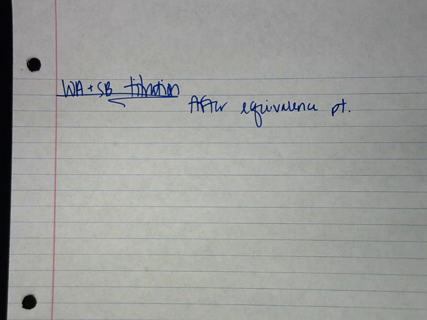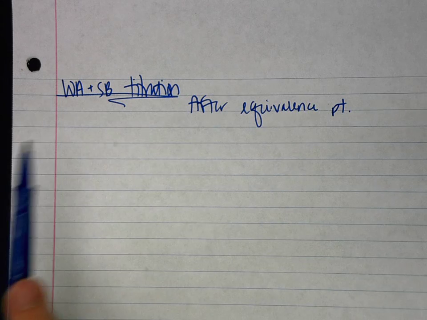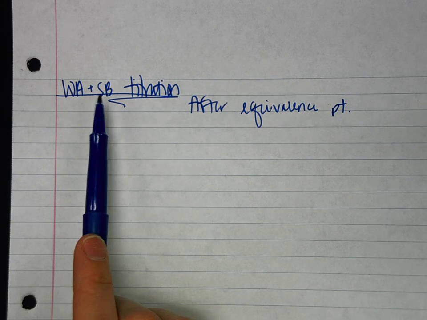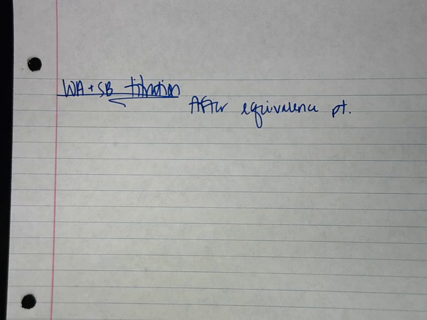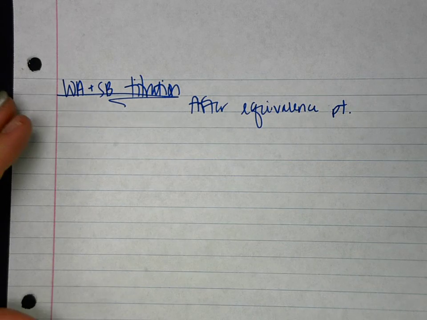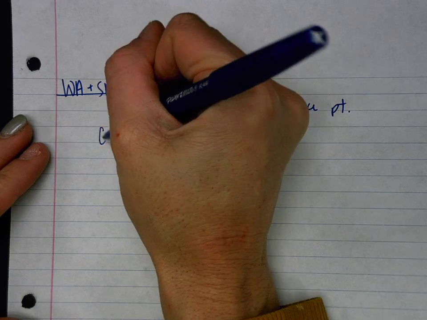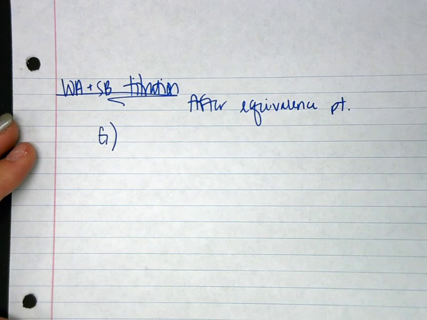Okay, so the last step in the weak acid and strong base titration is looking at after the equivalence point. Think of it logically: now we've surpassed the equivalence point, so we have more strong base in there. Therefore, our strong base should be dominating.